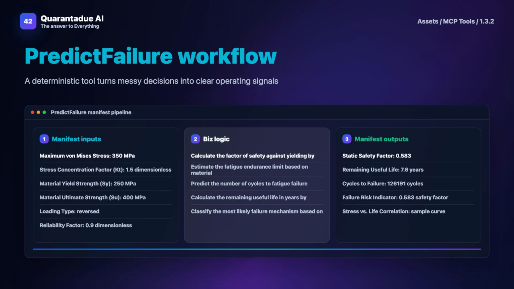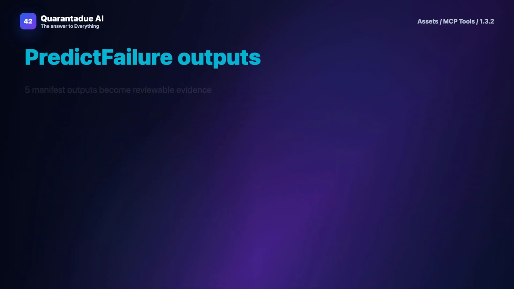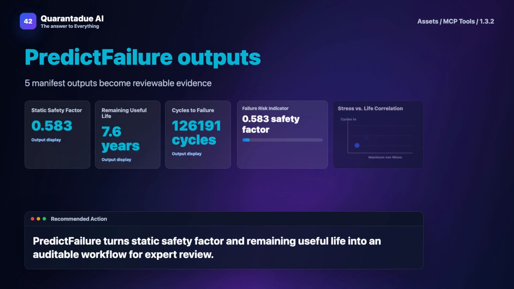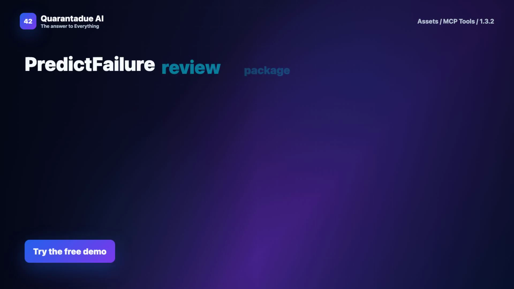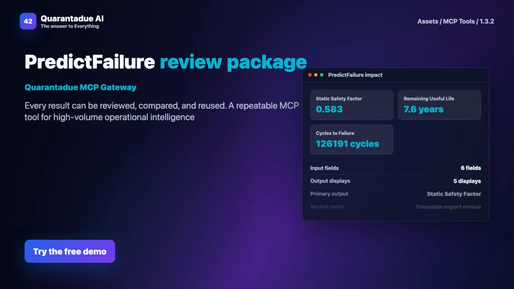and material fatigue properties. Calculate the remaining useful life in years by subtracting the current cycles from the predicted cycles to failure and dividing by the annual operational cycles, and classify the most likely failure mechanism based on the static safety factor and the relationship between maximum stress and yield strength. Categories include yielding, fatigue, or excessive deformation. This keeps the process deterministic, reviewable, and aligned with how assets teams actually make decisions.